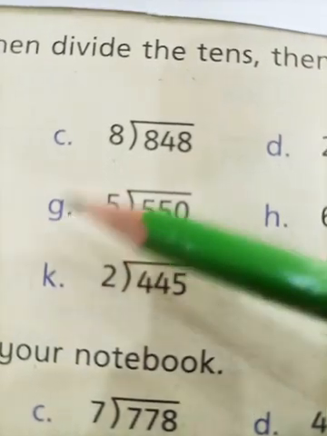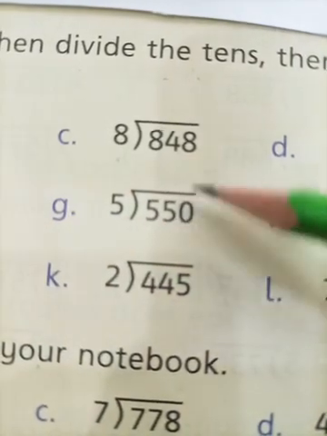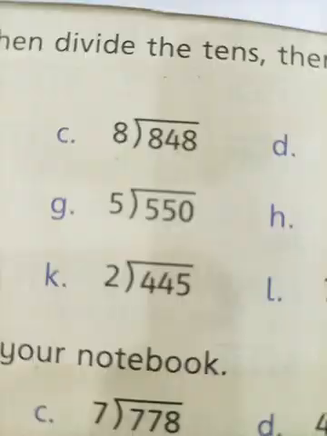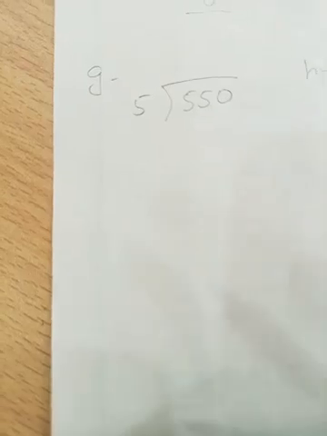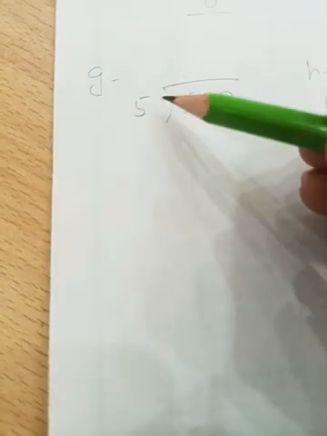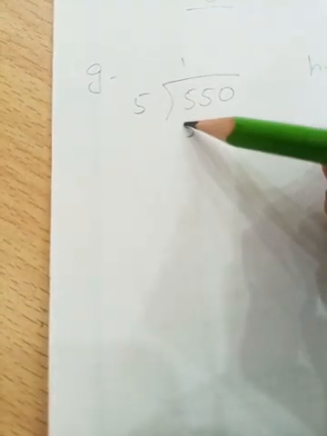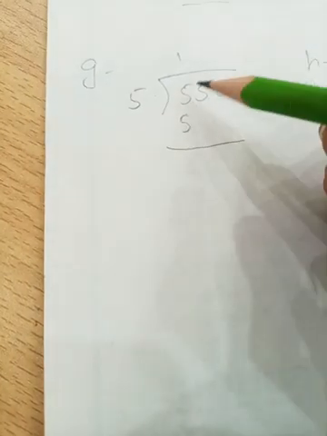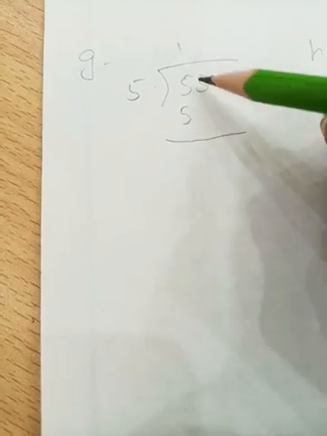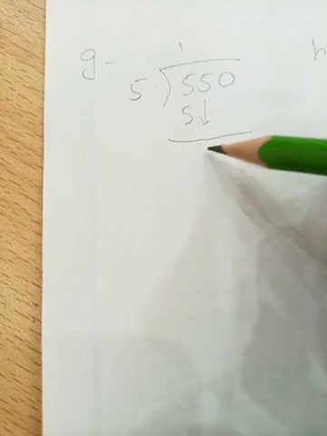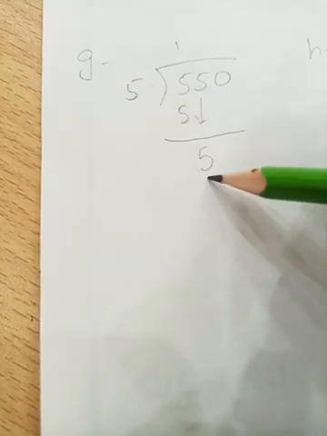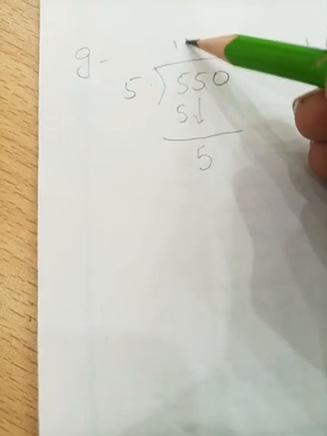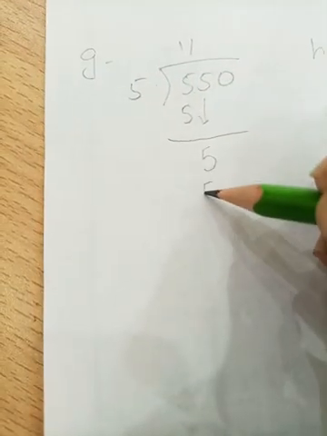Here in part G, we are going to divide 550 by the number 5. Look, 550 is being divided by the number 5. We will divide firstly our 100 part. So students, 5 ones are 5. Next, 5 minus 5 is 0. So we are taking our tens digit down, that is the 5. Now students, read the table of 5 where we get 5. Again, 5 ones are 5.